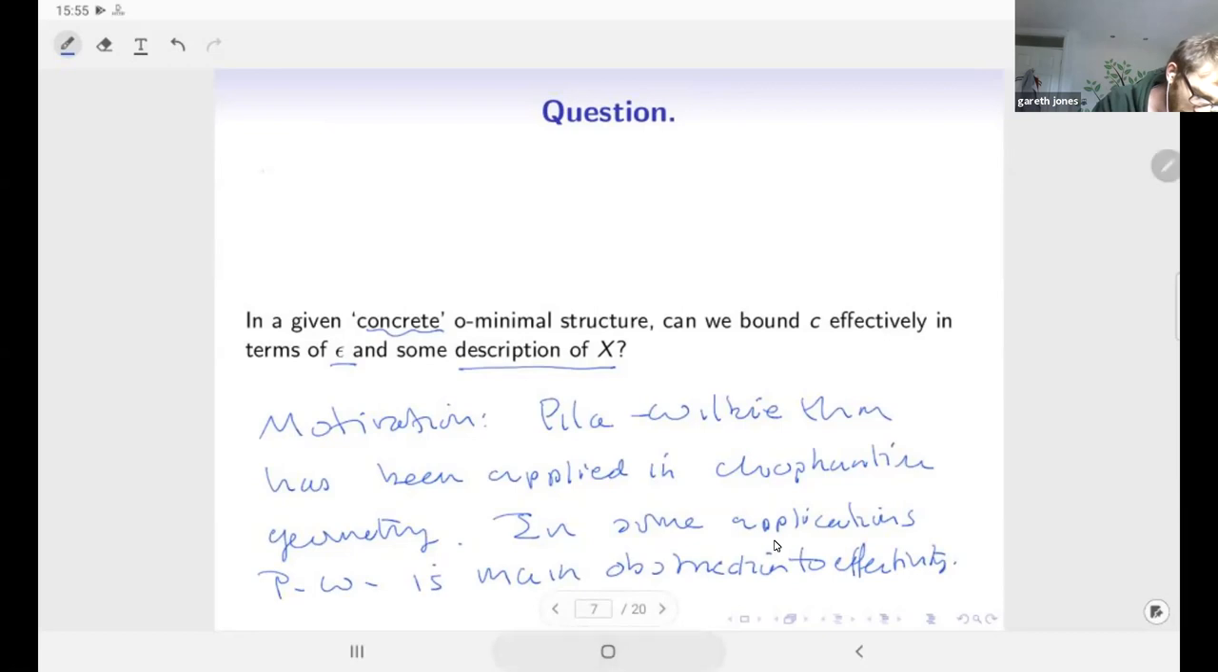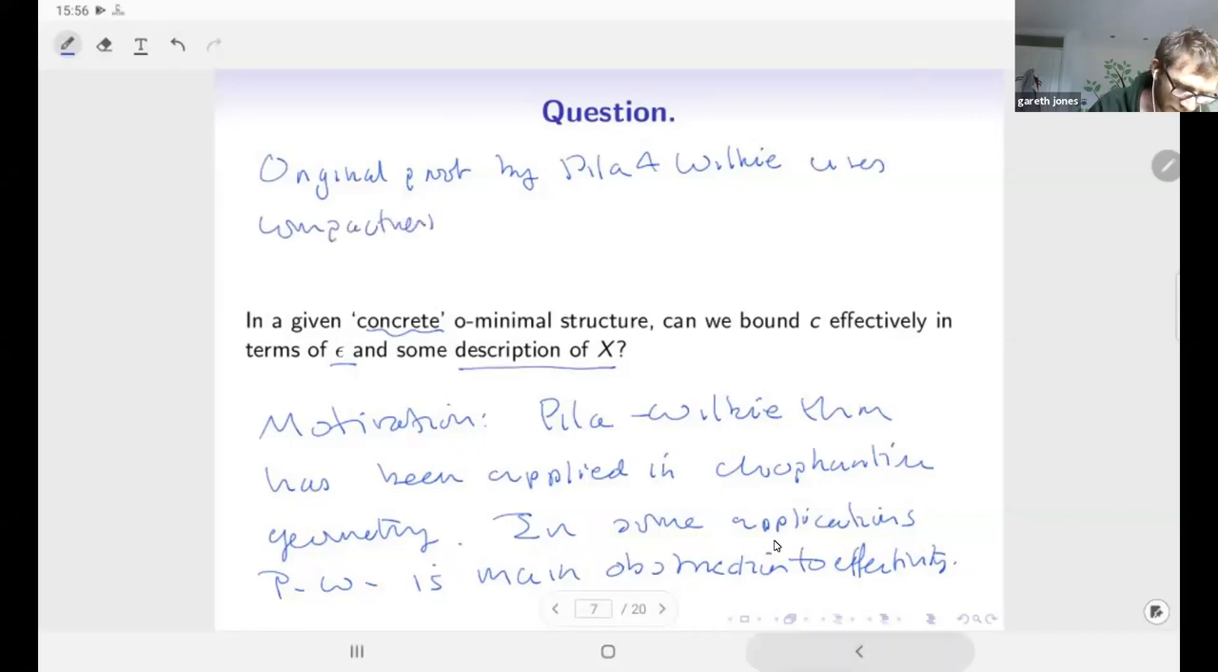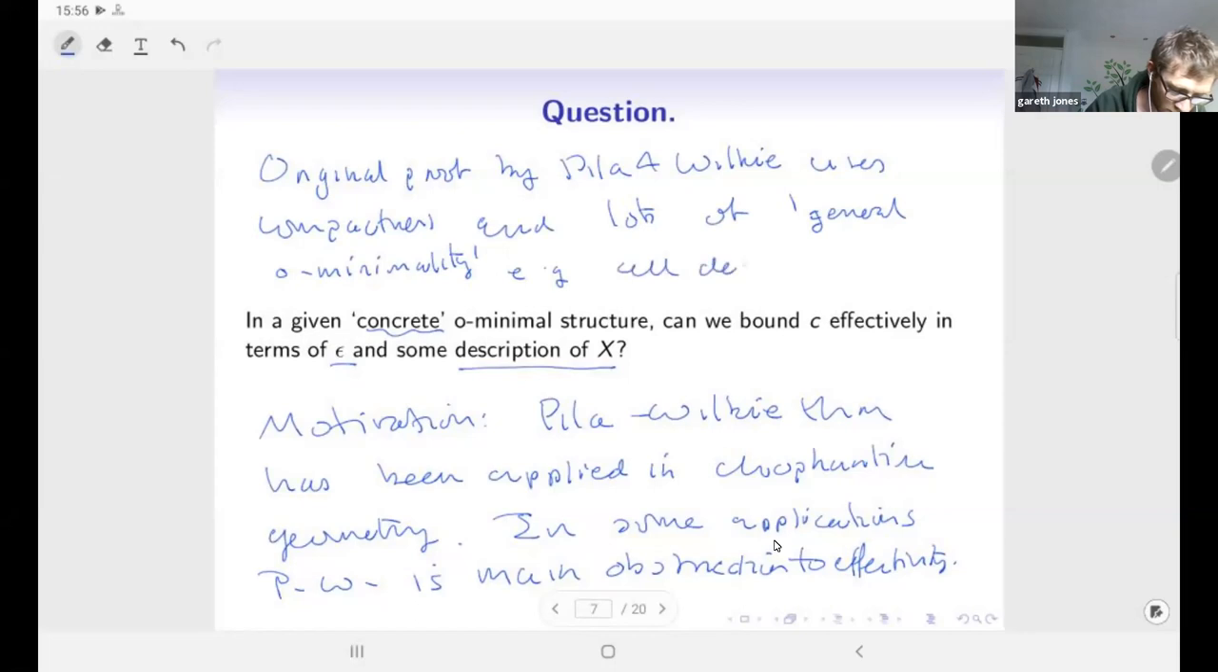So the original proof by Pila and Wilkie uses the compactness theorem of first order logic, which is not effective. And lots of general O-minimality, for instance, things like cell decomposition. And in general, we don't know how to make those things effective. So those are the obstructions to getting effectivity, and this is the motivation.